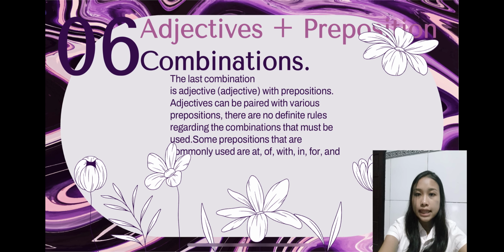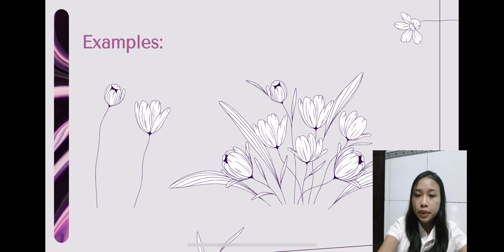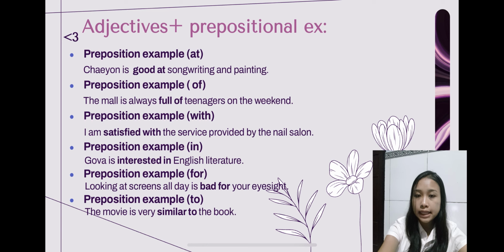And the last one is adjective plus preposition combination. Adjectives can be paired with various prepositions. There are no definite rules regarding the combinations that must be used. Some prepositions that are commonly used are at, of, with, in, for, and to. Here are the examples of adjective plus prepositions.